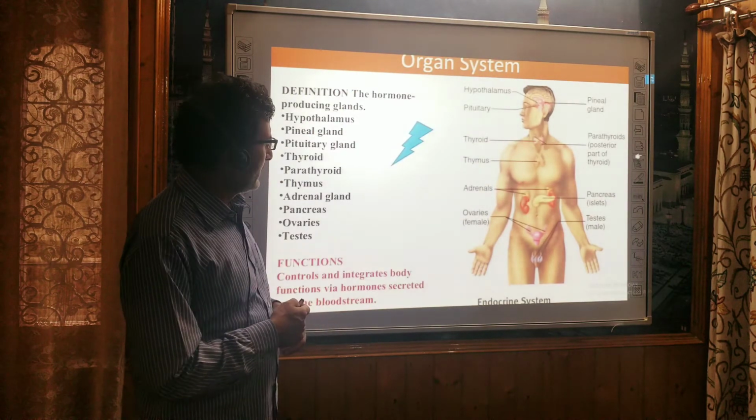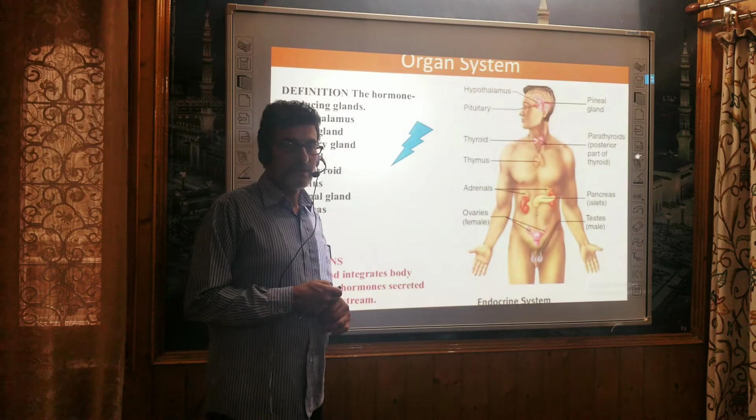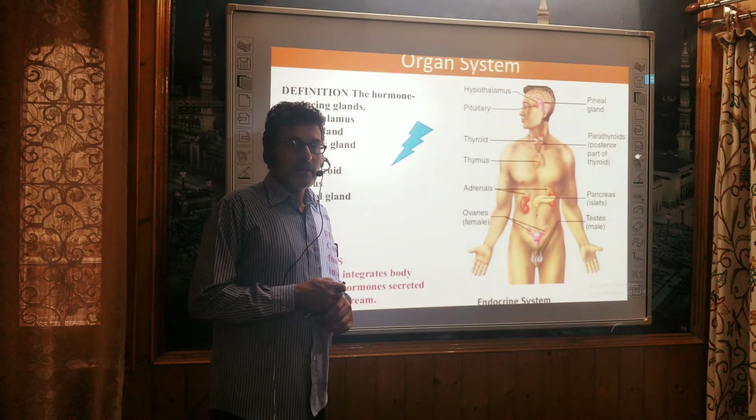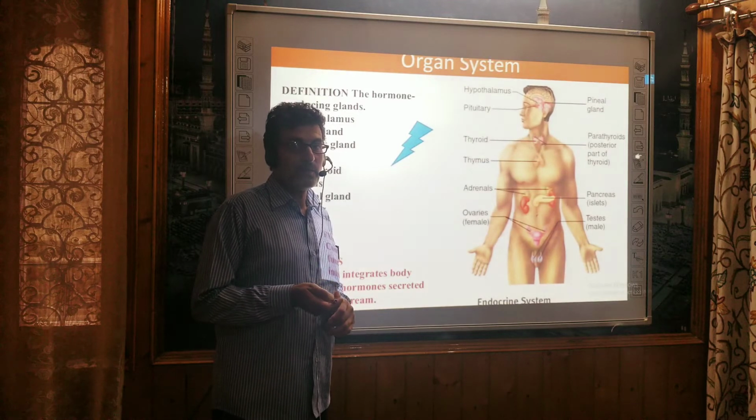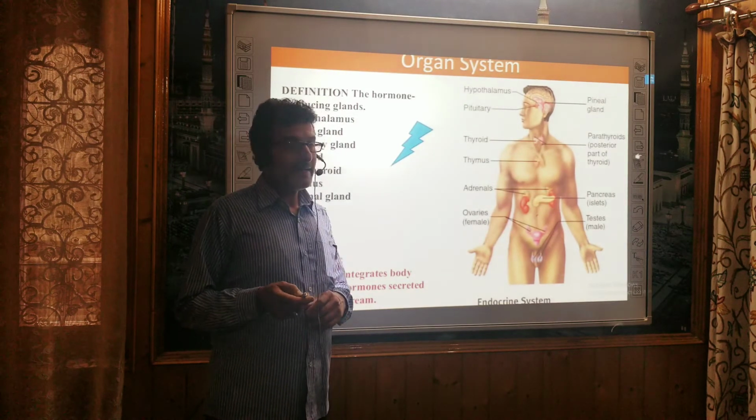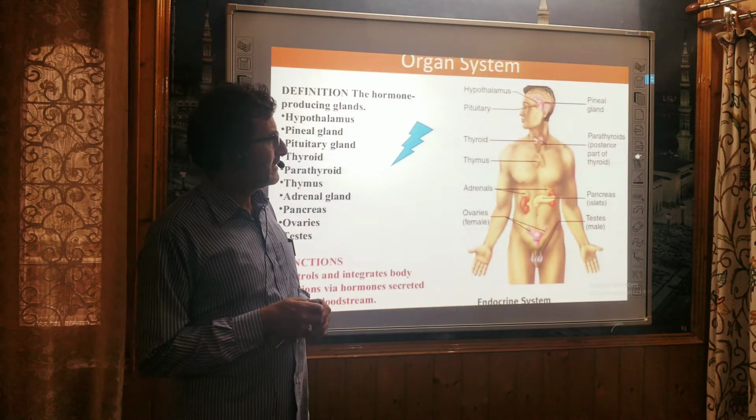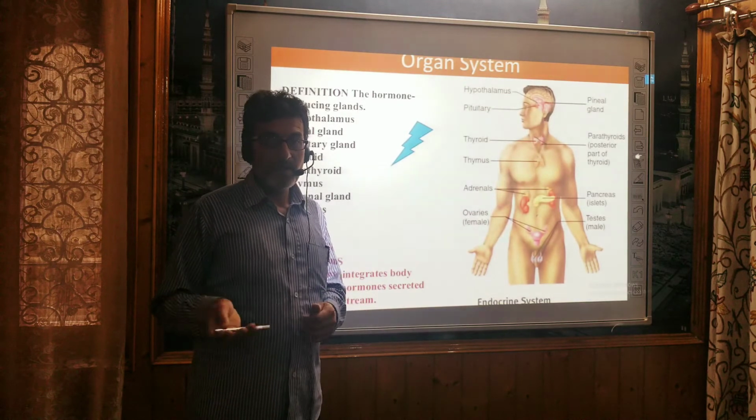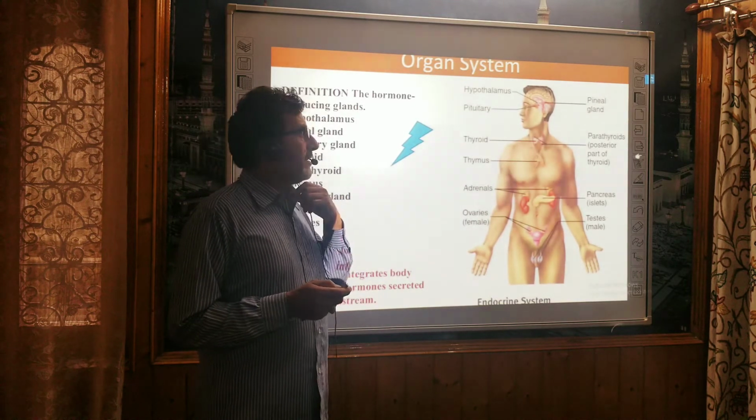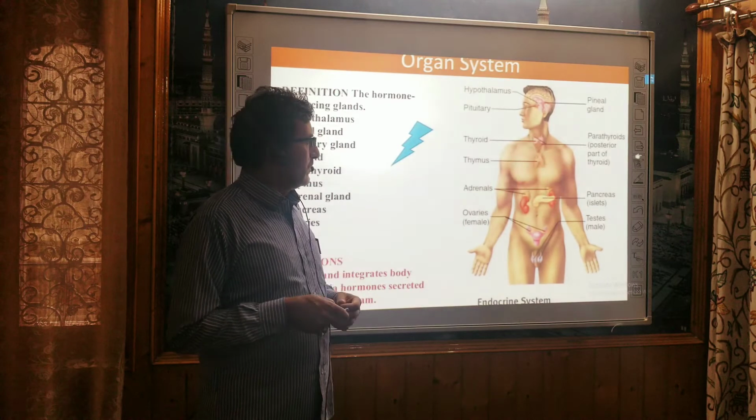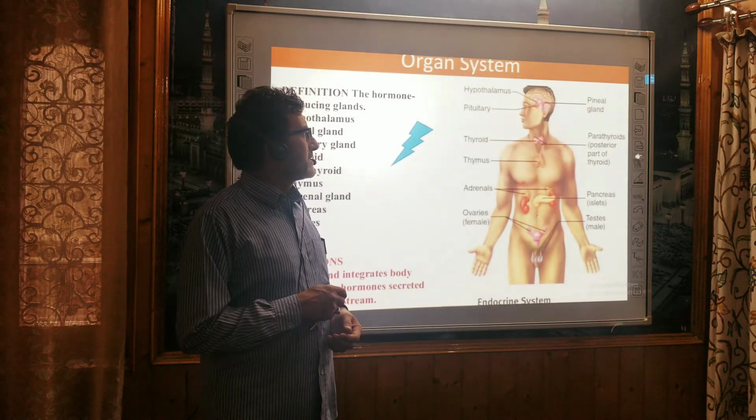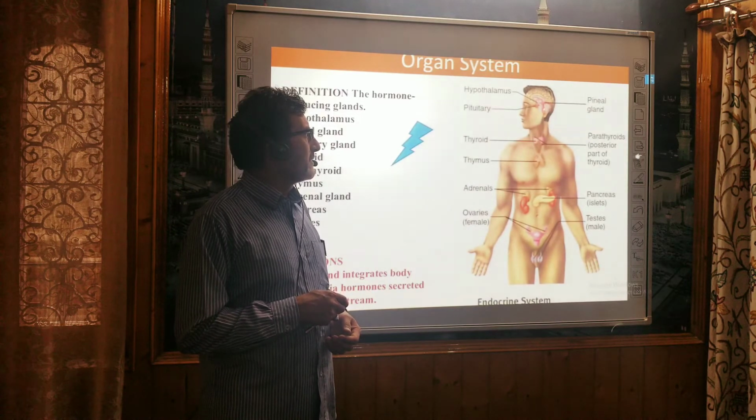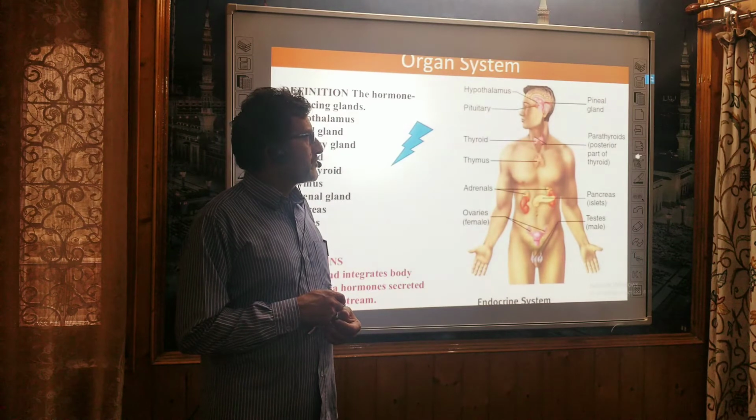Next system is endocrine system. In our body, our general metabolism is controlled by the endocrine system. So endocrine glands, ductless glands, secrete special chemical messengers. We call them hormones. Hormones play a general role in general metabolism. For example, it starts from here, hypothalamus. Now it is called master gland. It is connected with pituitary gland.